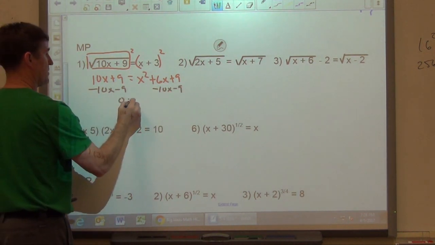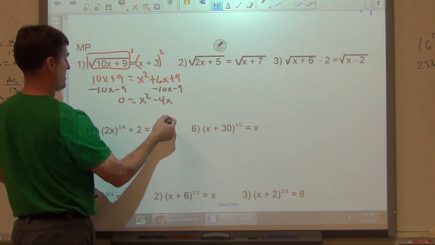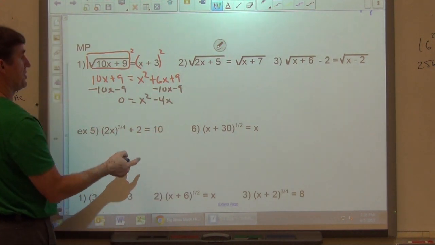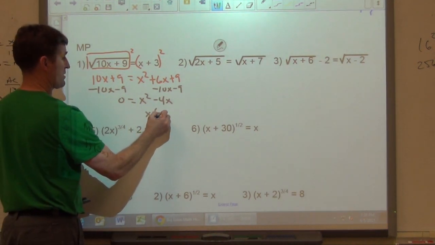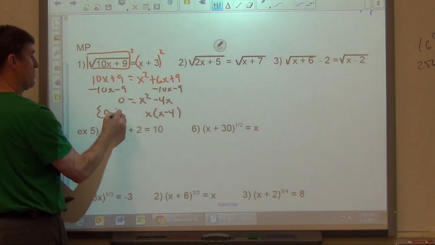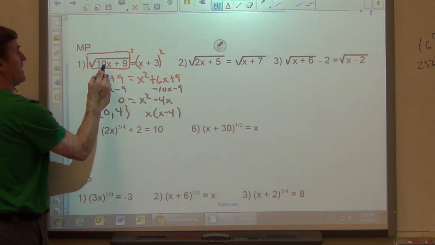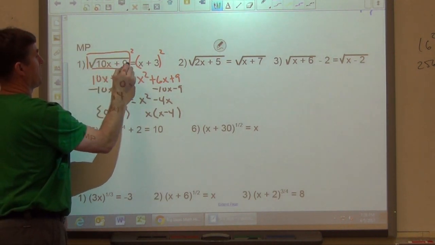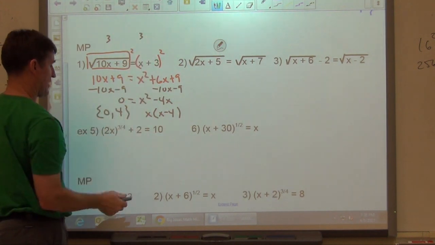And so I get 0 equals x squared minus 4x. And the 9's would cancel. And so this factors into x times (x minus 4). And so that means my answers are either 0 or 4. If I plug in 0, I get 0 plus 9 is 9, the square root of 9 is 3, 0 plus 3 is 3, so that checks.